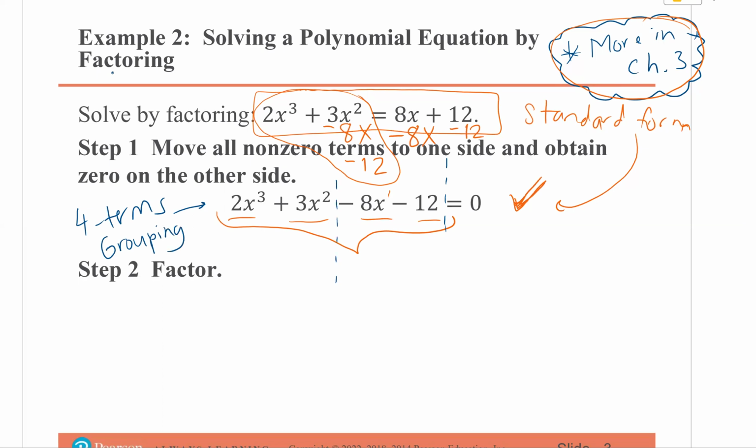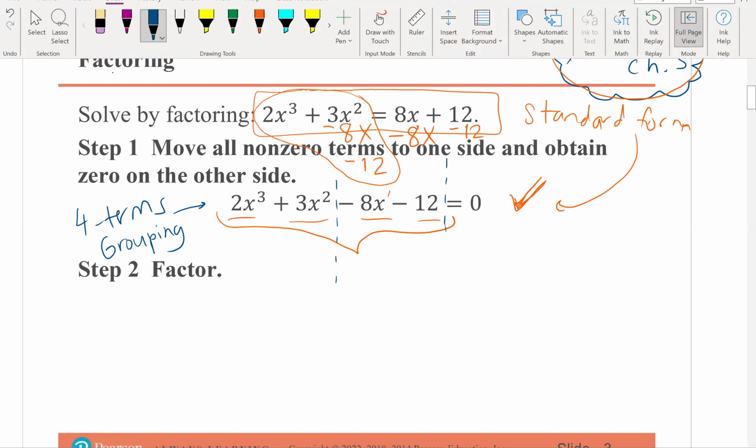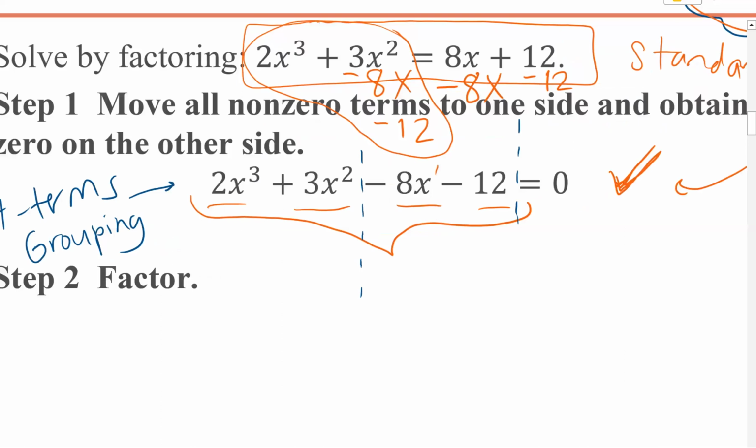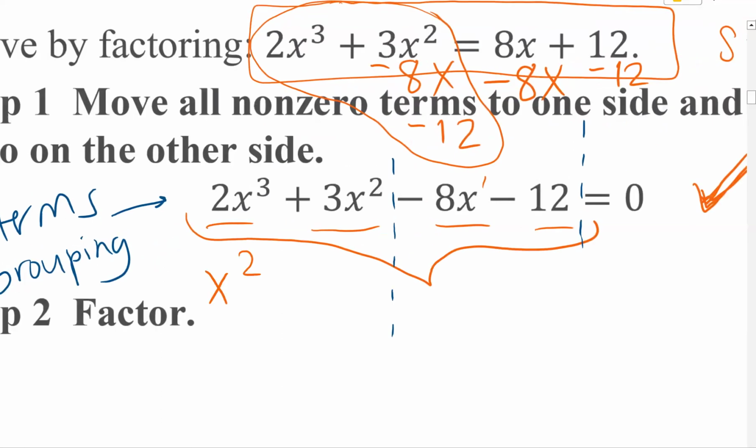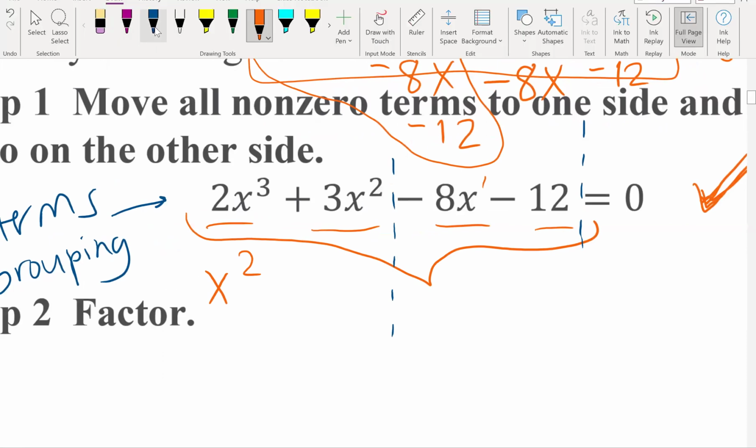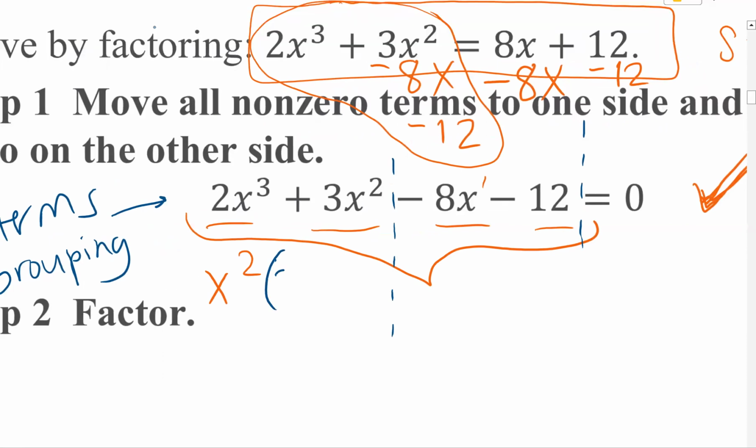I'm going to split it down the middle and then think about what I can factor out of the first 2 terms. Between 2x to the third and 3x squared, I can factor just an x squared out. And then what would be left? If I take x squared away from 2x to the third, I'd be left with a 2x. And then x squared multiplied by what would make 3x squared? That would just be a plus 3.